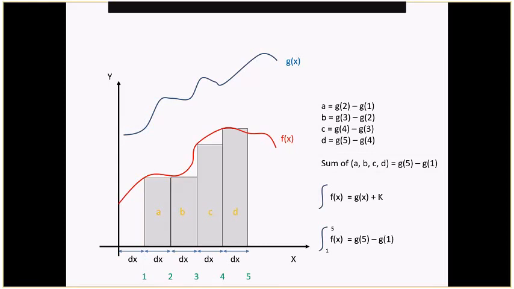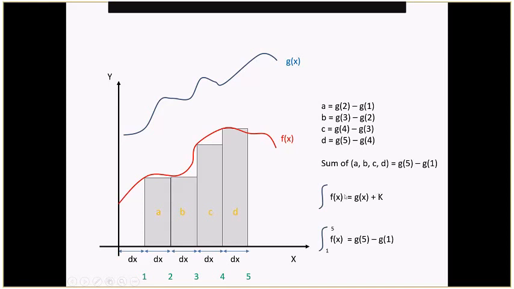So let's say now we want to compute the sum of these four rectangles a, b, c, d. They all have the same width dx. And I would like to compute the sum of this area. So a is g at value 2 minus g at value 1. And b is g of 3 minus g of 2, all the way to the area of d, which equals g of 5 minus g of 4. So the sum of these four rectangles, a, b, c, d, equals g of 5 minus g of 1.